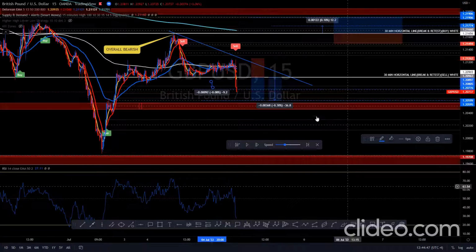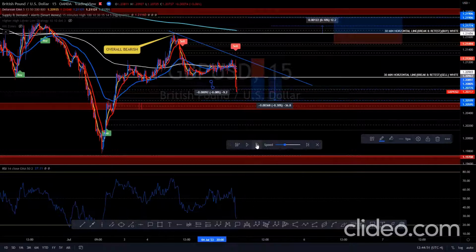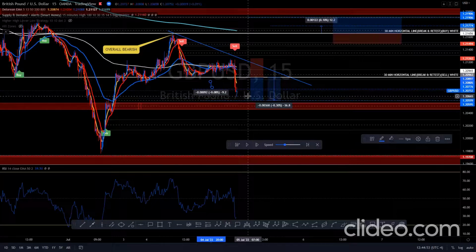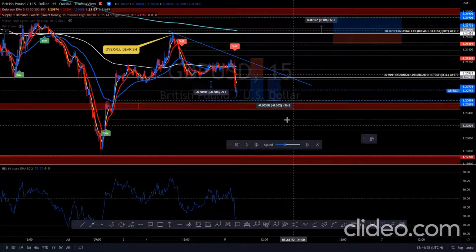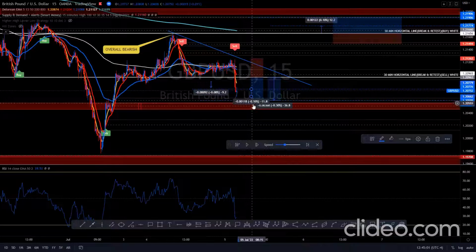But we could have waited for the next entry, and it's going down to here. And that would have definitely given us our pips, because if we had got in from down here all the way down to this wick, that would have given us 11 pips. We would have definitely made our money. So this would have been a good entry.